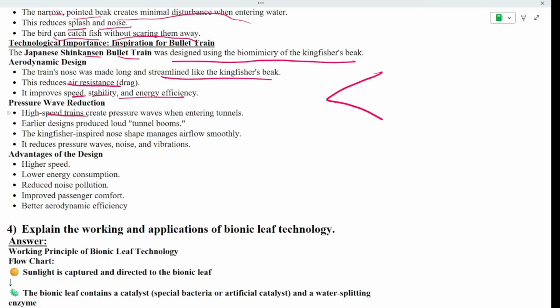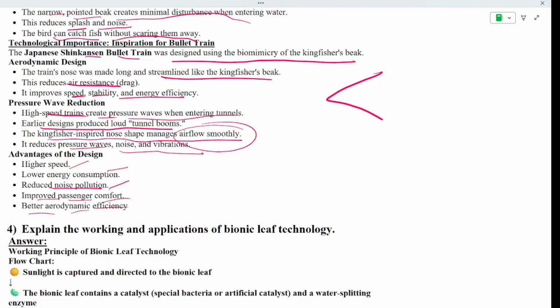Pressure: high speed trains create pressure waves when entering tunnels. Earlier designs produced loud tunnel booms, creating noise before the train itself enters. The Kingfisher-inspired nose lets the air flow smoothly, and pressure waves, noise and vibration are reduced. The advantages are higher speed, low energy consumption, reduced noise pollution, improved passenger comfort and better aerodynamic efficiency. This is very much used in Japan, in the Shinkansen bullet train.